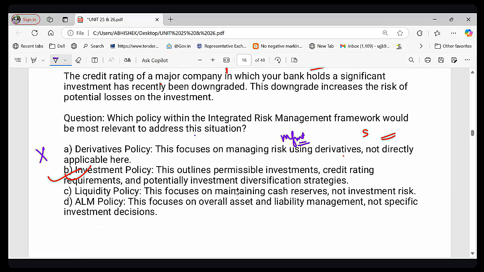Next option we have is liquidity policy. This liquidity policy focuses on cash reserve, right? It ensures that the bank has enough liquidity, not investment risk. And this ALM policy, that is called asset liability management policy, focuses on the overall asset and liability management, not a specific investment decision, right?